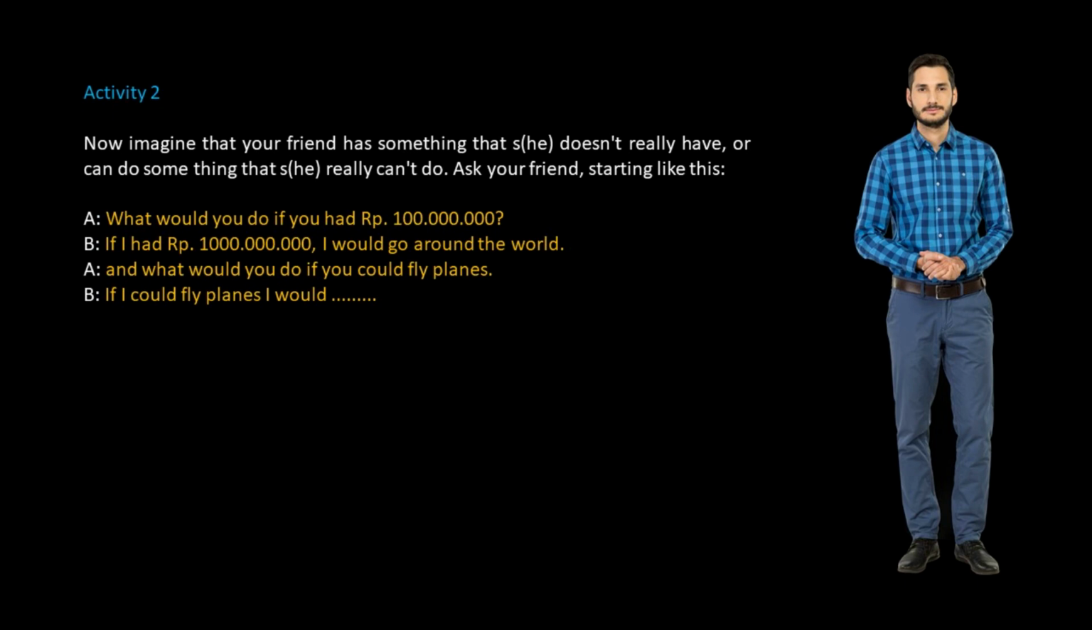Activity 2. Now imagine that your friend has something that she or he doesn't really have, or can do something that she or he really can't do. Ask your friend, starting like this. A. What would you do if you had 100 million rupees? B. If I had 1 billion rupees, I would go around the world. A. And what would you do if you could fly planes? B. If I could fly planes, I would. Please do the activity. You can pause your video while completing the activity.